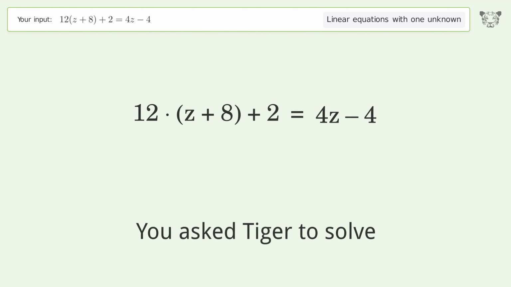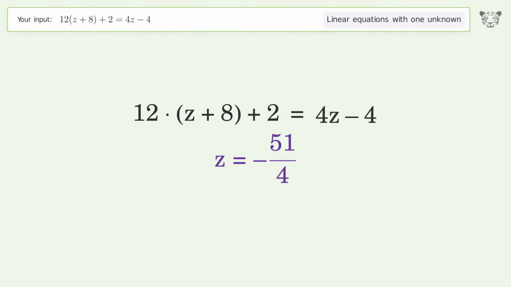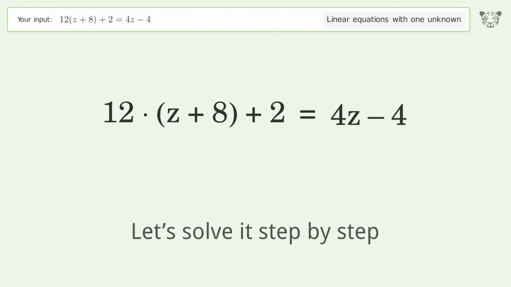You asked Tiger to solve this. This deals with linear equations with one unknown. The final result is z equals -51/4. Let's solve it step by step.